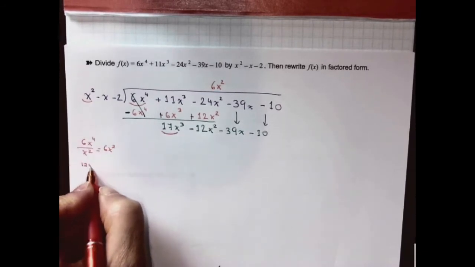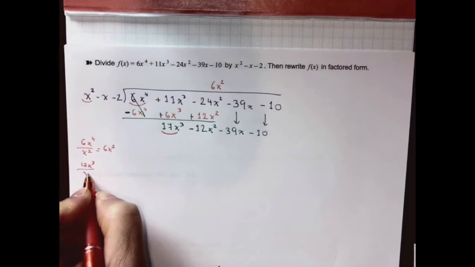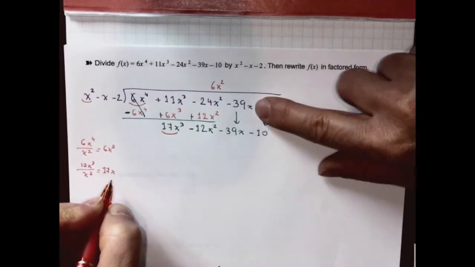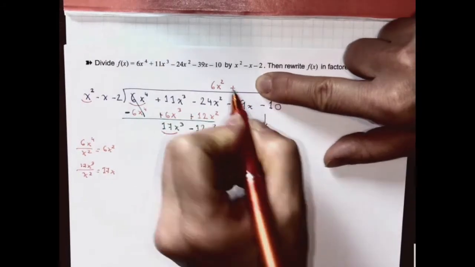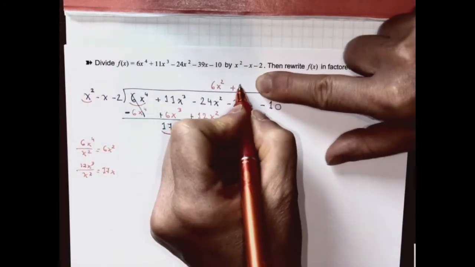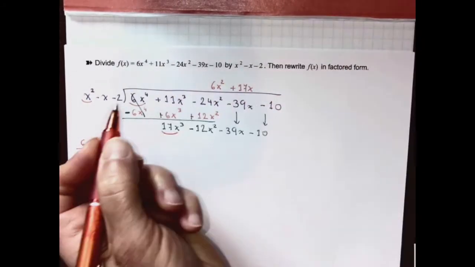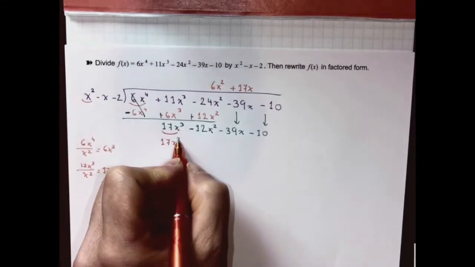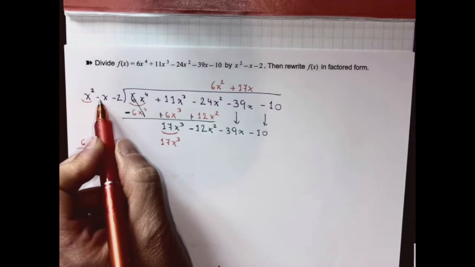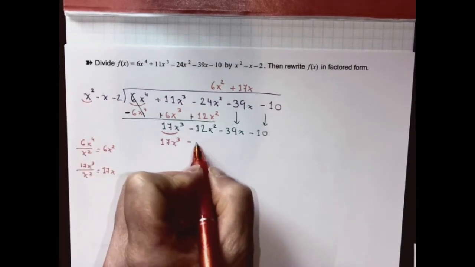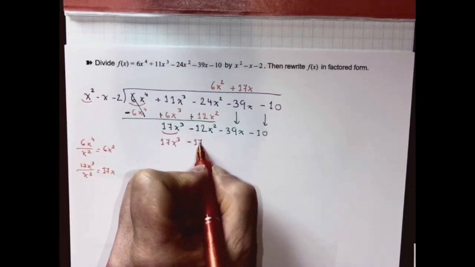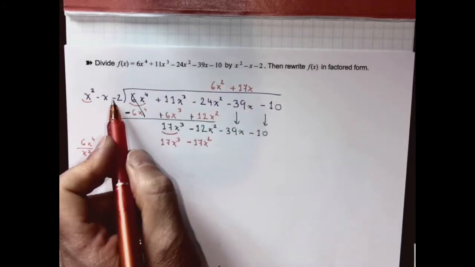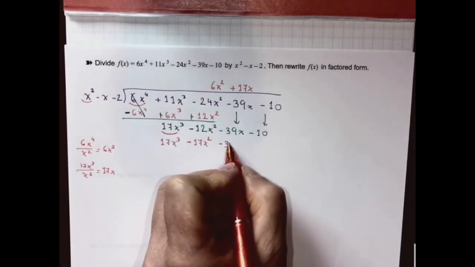So 17x cubed divided by x squared is just going to be a 17x. It's a linear, so above the linear term. And it's a positive 17, so plus. Now we multiply. So that will give me 17x cubed. 17x times negative x will be negative 17x squared. And 17x times negative 2 will be negative 34x.